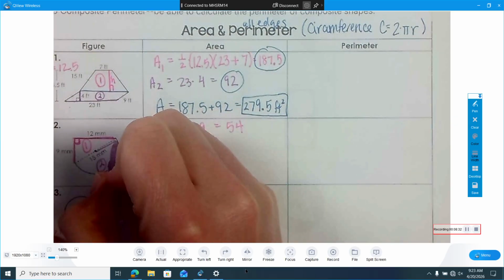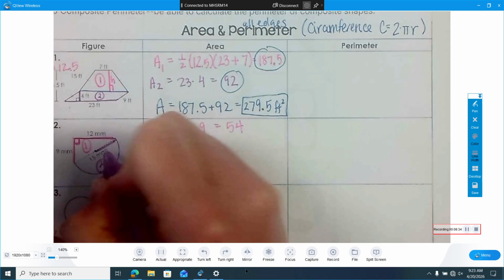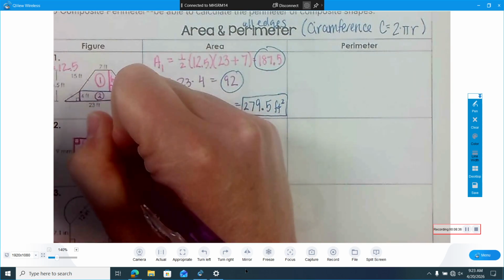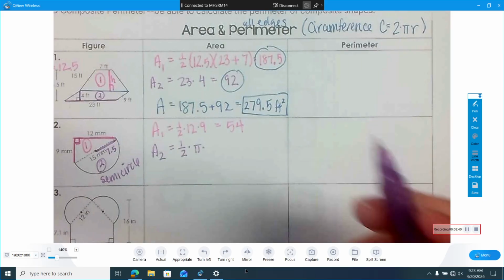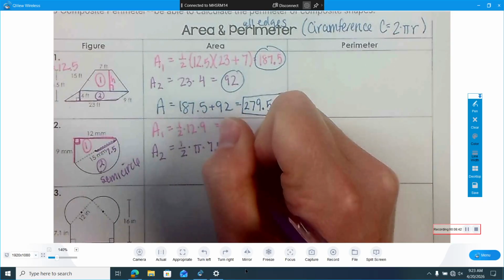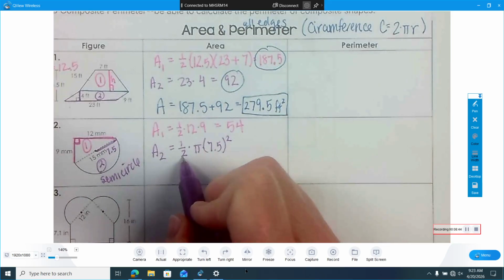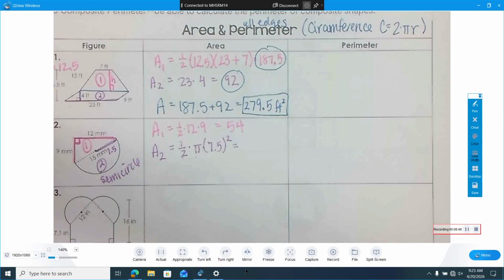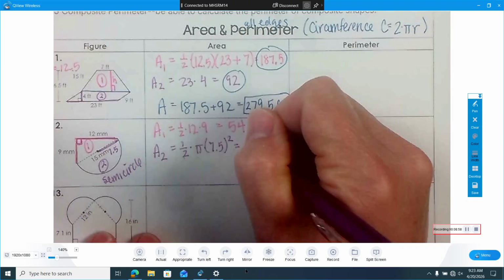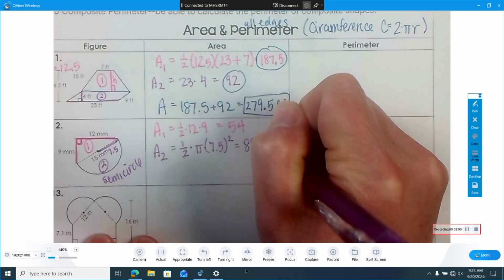I need to know my radius here. What is my radius? 7.5. So how'd you get 7.5? Divided by 2. 15 divided by 2. Good. So 7.5 needs to be squared. Pi times radius squared. I need some calculator fingers for that one. 1/2 times pi, 49 times 3, like 150, and have that 70-something, 80-something. 88.4, thank you. 88.4.